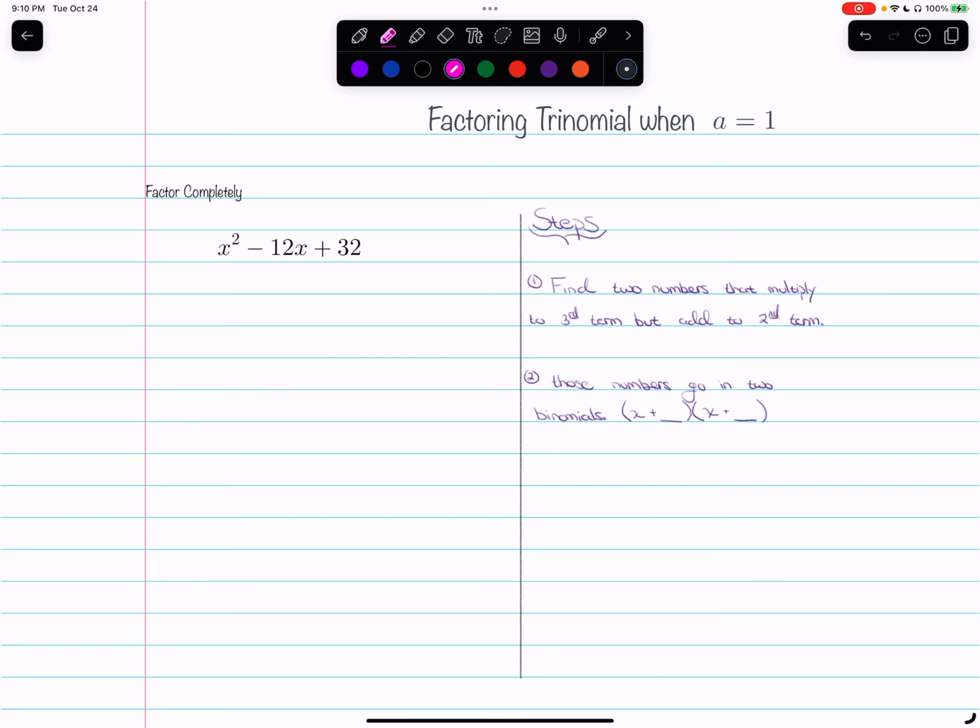So let's get started. Today we are doing factoring trinomials when a equals 1. Remember that all of my steps are going to be here on the right-hand side, and I will label and number them as I show the work on the left. So when we look at this, we are factoring.